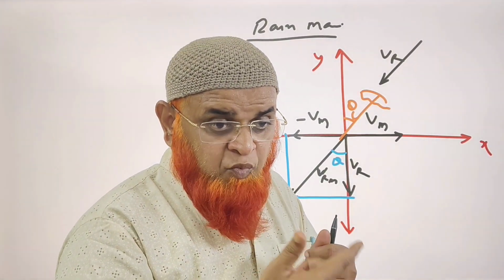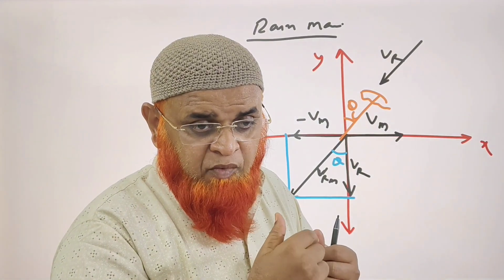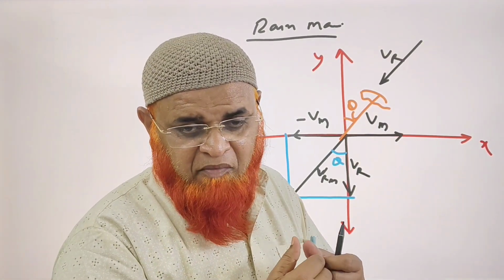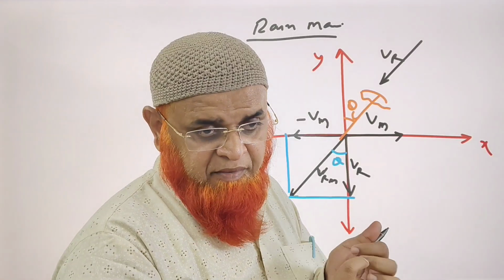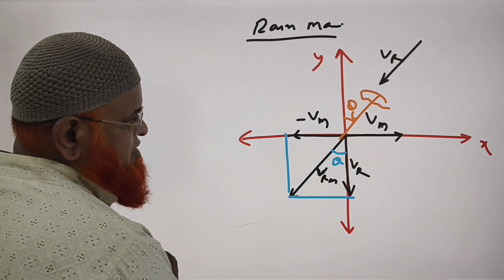Velocity of rain with respect to man, because the man is observing the rain. You don't say velocity of man with respect to rain. Rain is not observing man; man is observing rain. So this is the velocity of rain with respect to man. This is angle theta. Is it okay?